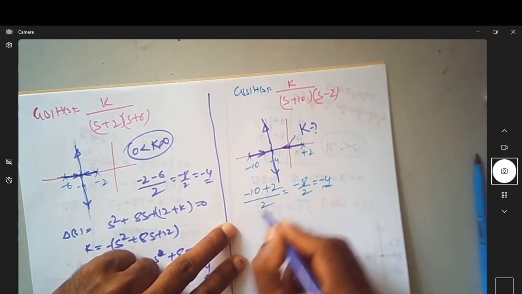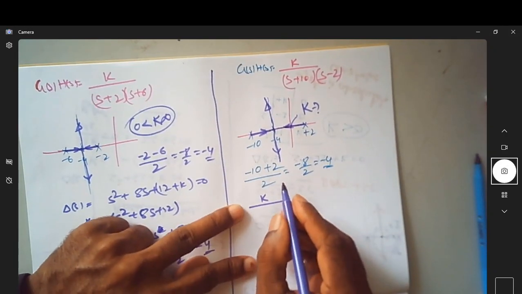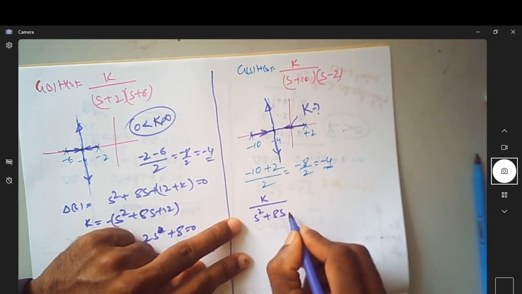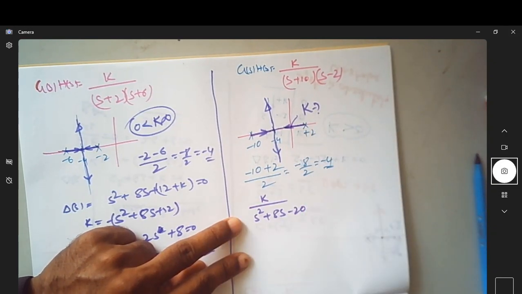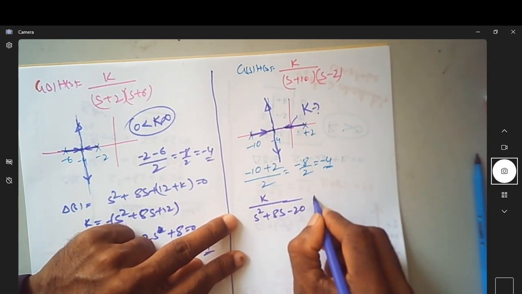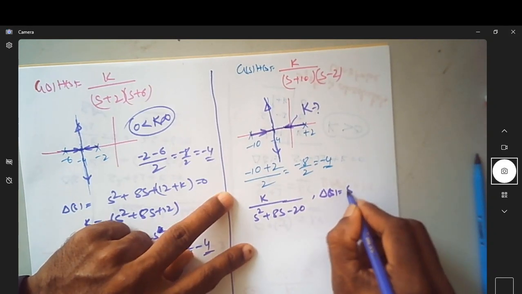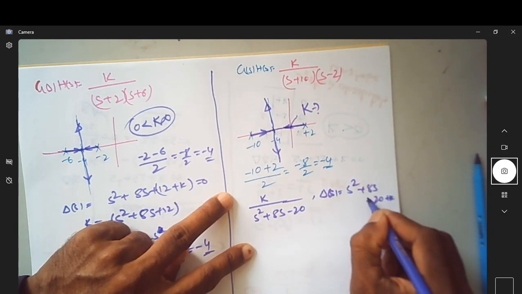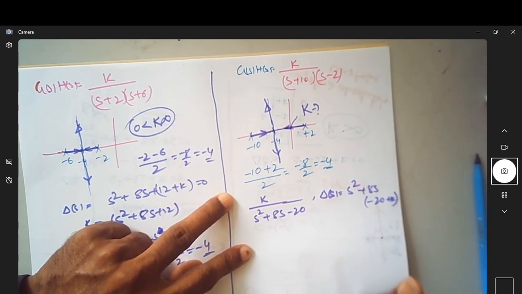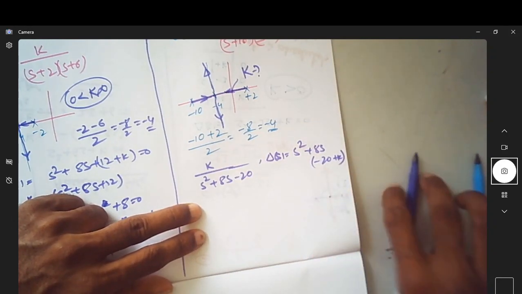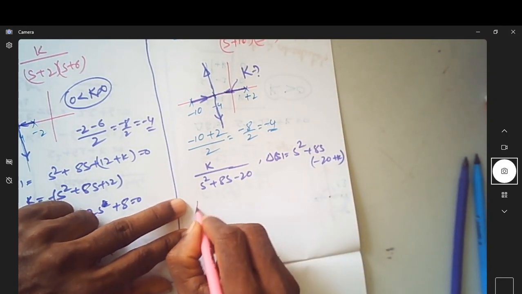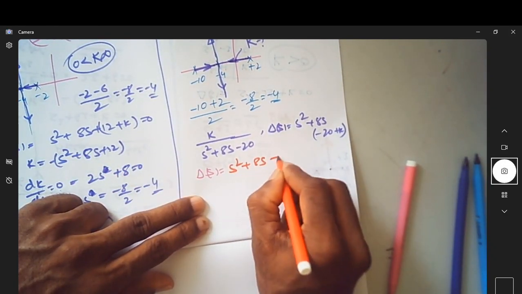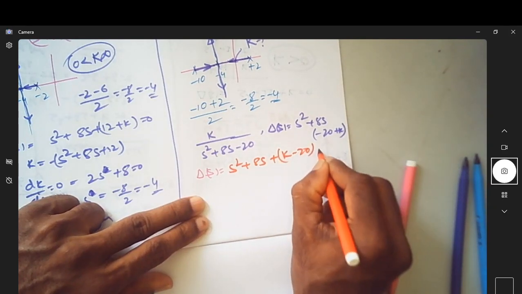So what is your equation? I can write it as k into s square plus 8s minus 20 is my equation. So for this, can I write delta of s as equal to s square plus 8s minus 20 plus k. Please make sure that this is the entire real part, the s power 0 term. So this delta of s can be again written as s square plus 8s plus k minus 20. So for clarity I'll write it so.